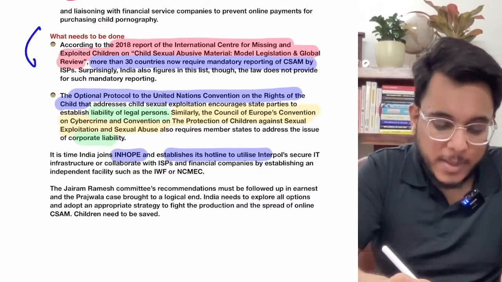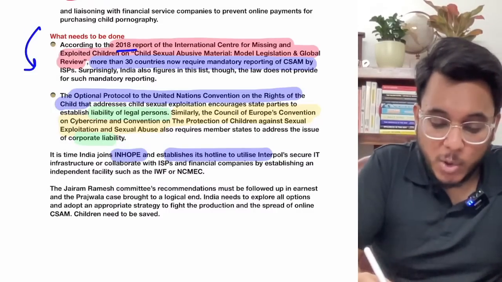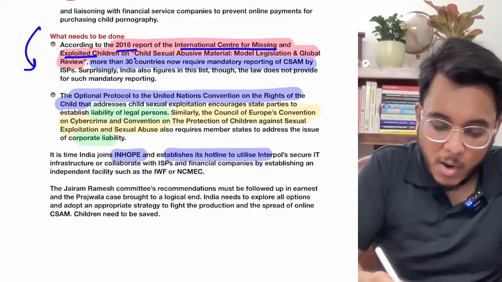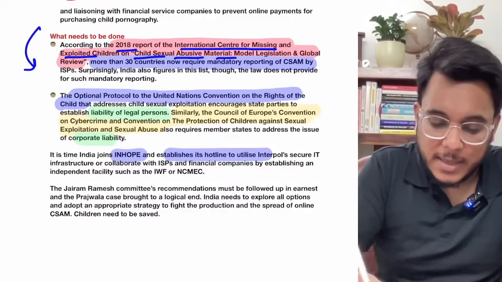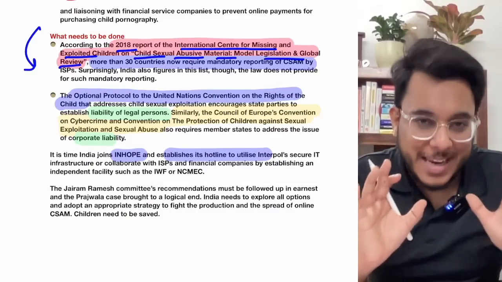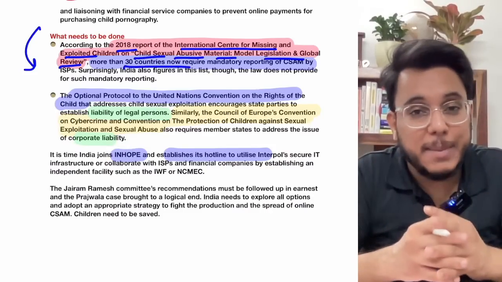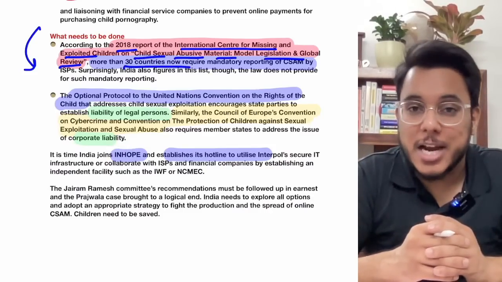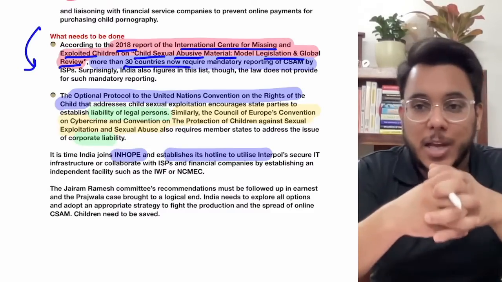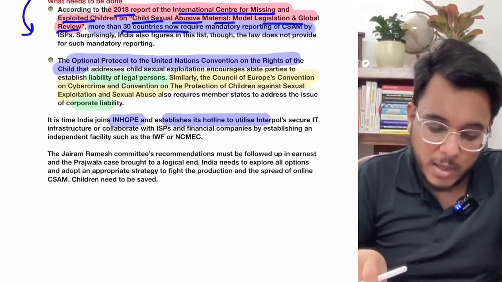So guys, what should be the way forward? What should we do? Number one, according to a 2018 report of the International Centre for Missing and Exploited Children, on child sexual abuse material, model legislation and global review, which is a very long name, 30 countries have mandatory provisions for reporting child pornography. But in the context of India, such mandatory reporting provisions are not there as per this report.